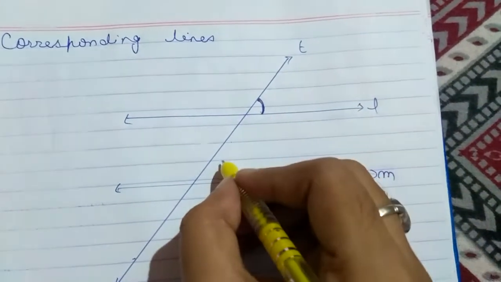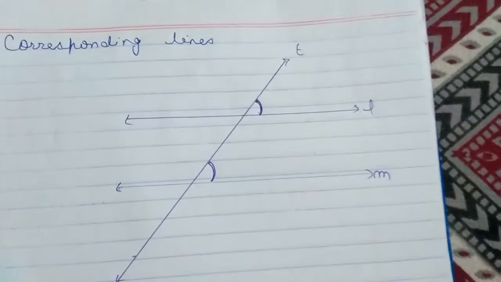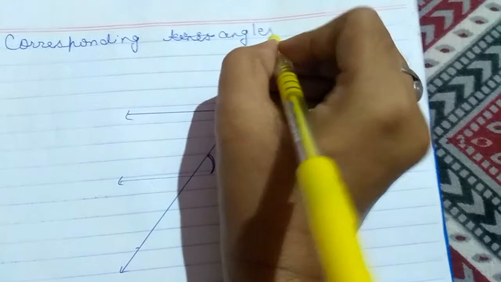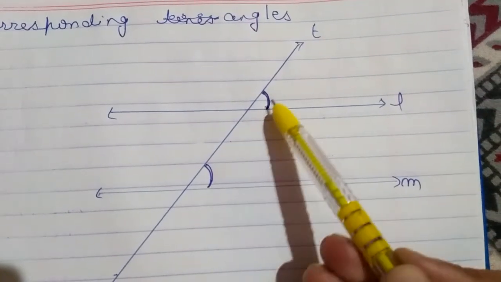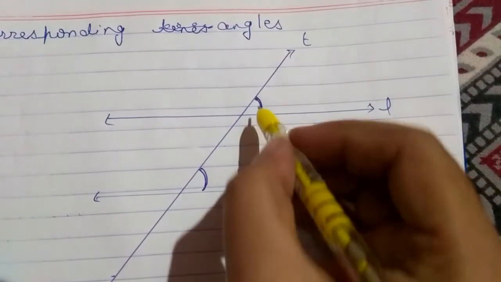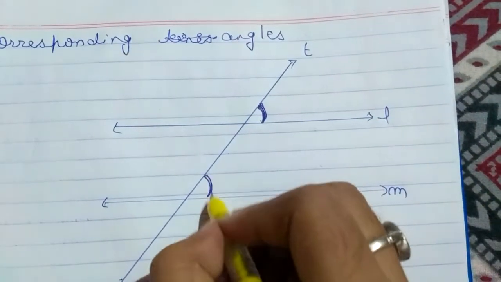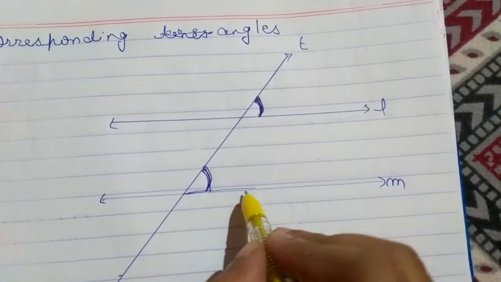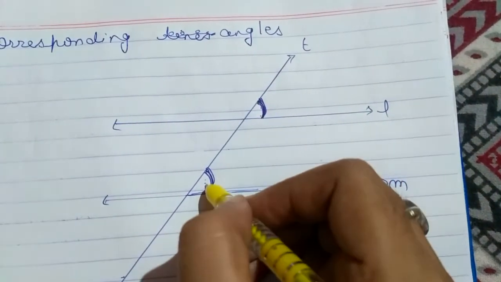So this angle and this angle is called corresponding angles. Okay, these two angles are called corresponding angles. So remember, this is the outer side. This is the point. So both angles are called corresponding angles.